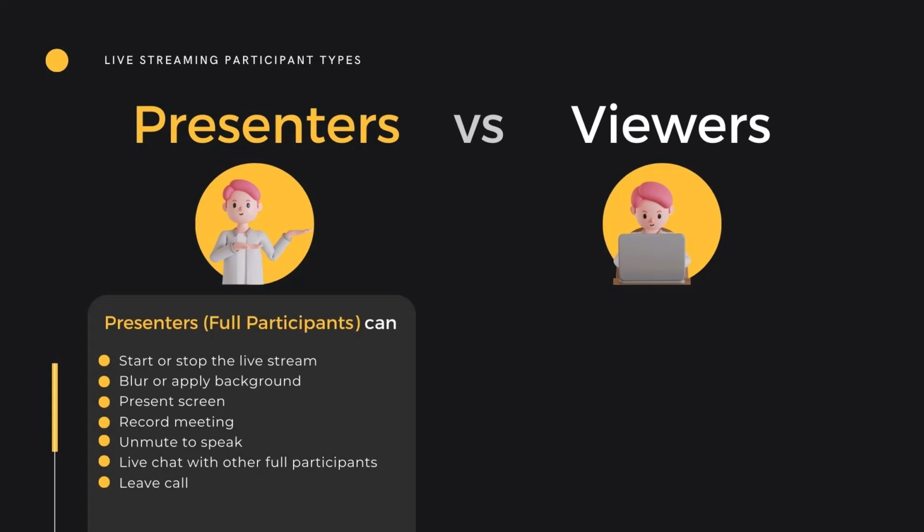Presenters or full participants will join a Google Meet window as normal. This will allow them to start or stop the live stream, blur or apply a background for their video, present their screen, record the meeting, unmute to speak, live chat with other full participants, and ultimately leave the call.